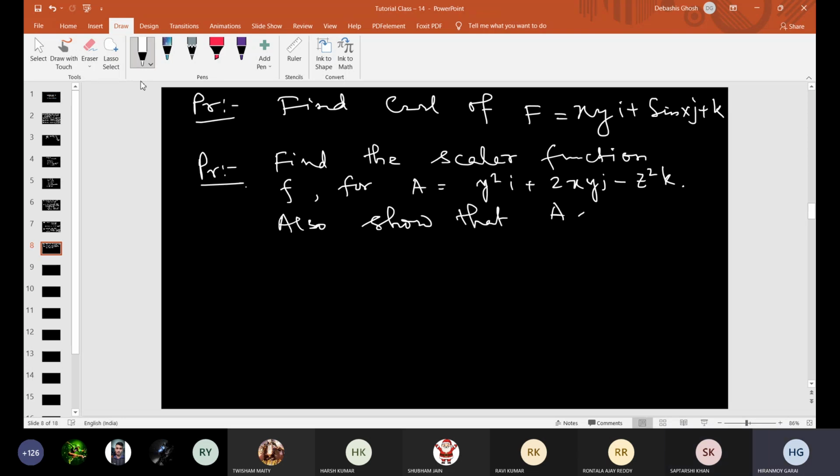A is irrotational. For showing that A is irrotational, we must get that the curl of f is equal to 0. Since A is irrotational, the curl of f is equal to 0, that gives you A is irrotational. And for any vector field, if the curl of that vector field comes to 0, we can say that the vector field is also a conservative vector field.